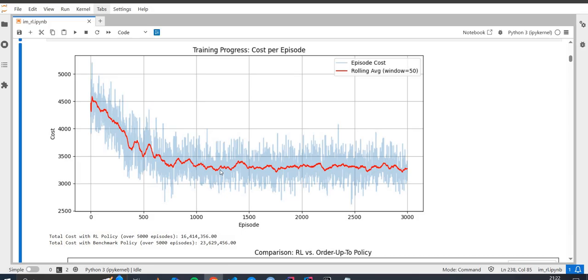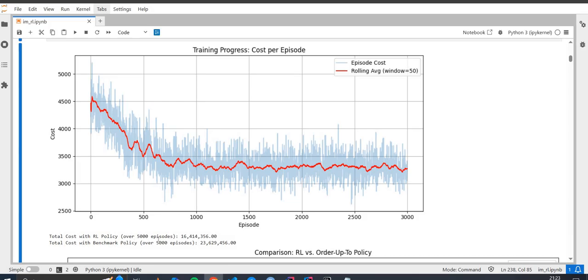The first plot here shows the training progress, and the blue line represents the episode cost. As we move through the episodes we can see a clear downward trend. At the beginning the costs are high and fluctuate a lot, but as the agent learns, the rolling average, shown in red, steadily decreases and stabilizes. This tells us that the agent is improving over time, finding better inventory decisions that minimize costs.